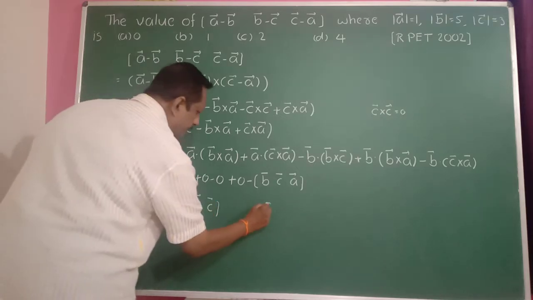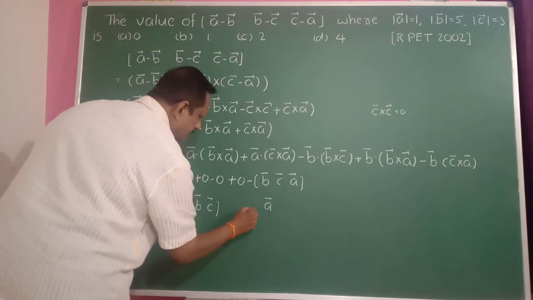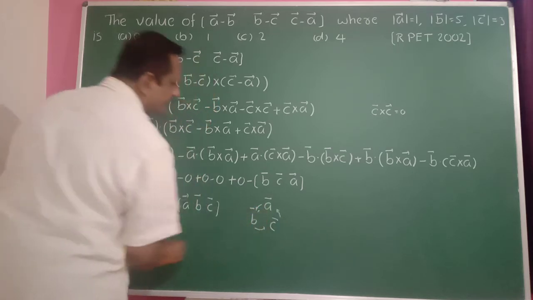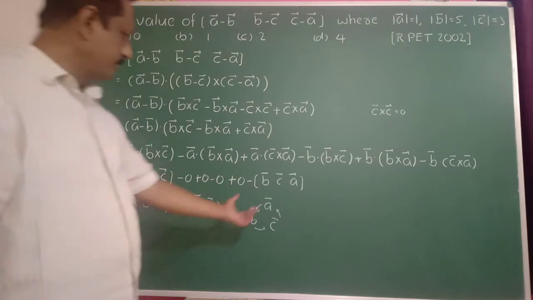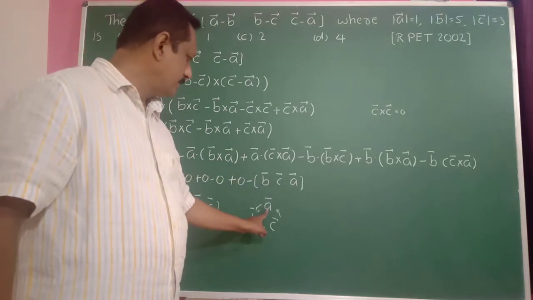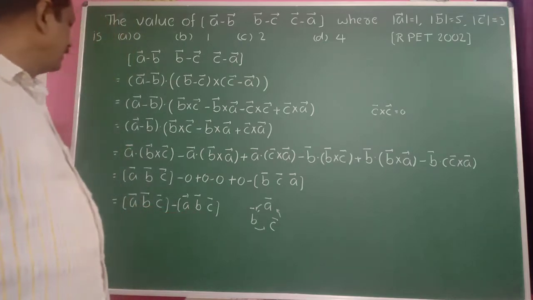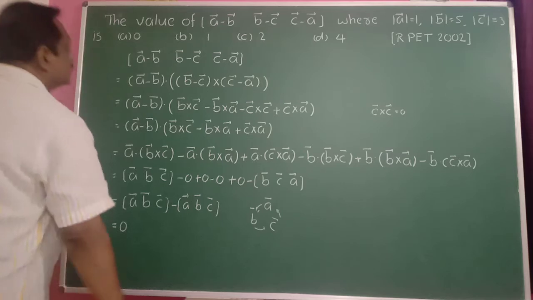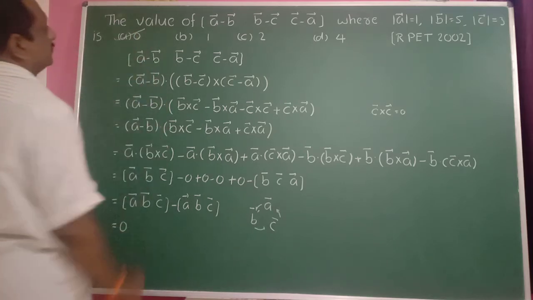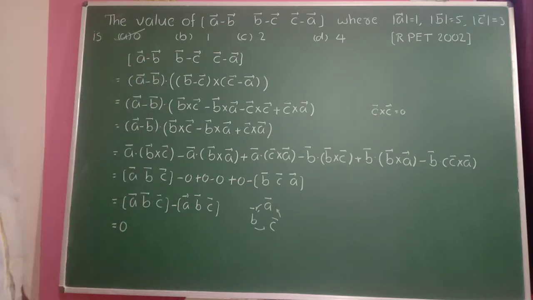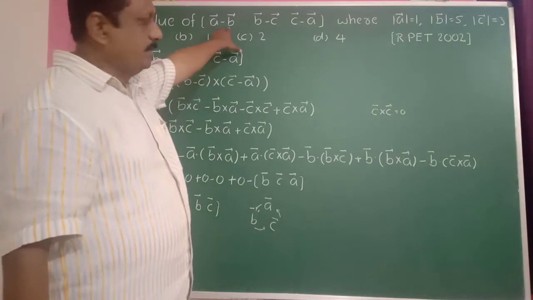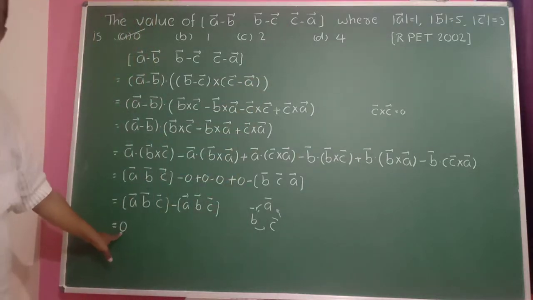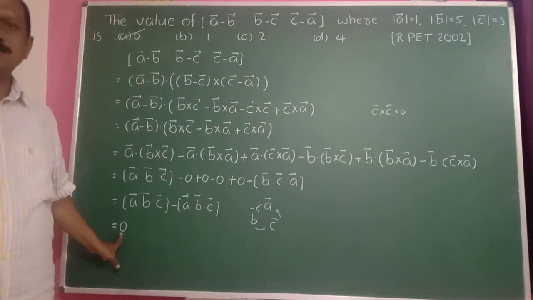So if the vectors change in cyclic order, then the value of the scalar triple product remains the same. Yes, BCA is equal to ABC. Therefore this minus this becomes 0. So this is 0. You consider this one as a standard result: the scalar triple product [a bar minus b bar, b bar minus c bar, c bar minus a bar] is always 0. Consider this another standard result.